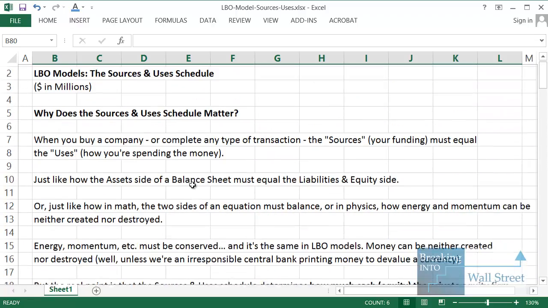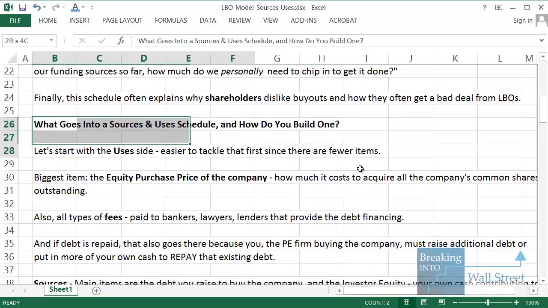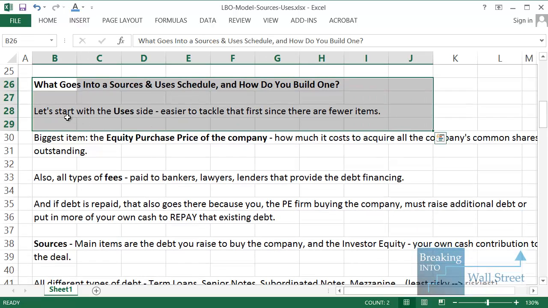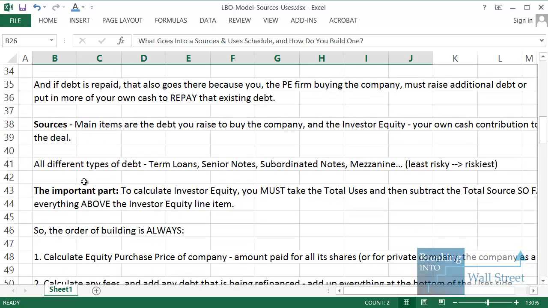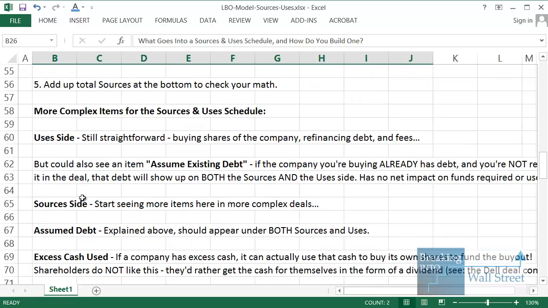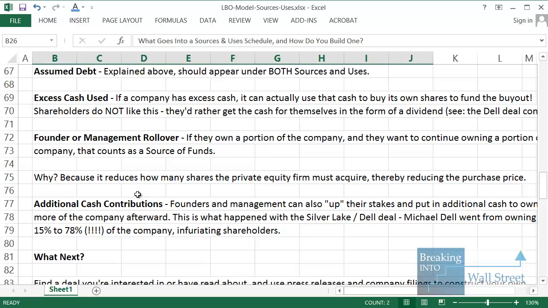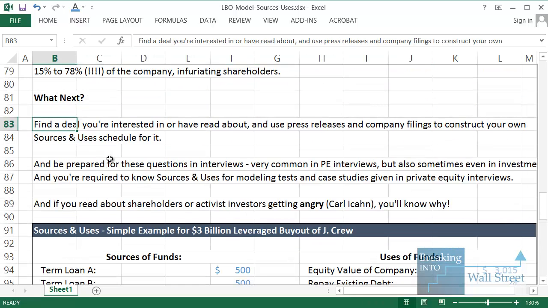To sum up what we did here, we started off with why the sources and uses schedule matters, what goes into it, and how you build one. Start with the uses side, calculate everything there, then go to the sources side, look at debt. Investor equity is the plug, just equal to total uses minus sources so far. And then we looked at a few more complex items like the assumption of debt, excess cash, rollovers, and additional cash contributions. What next?